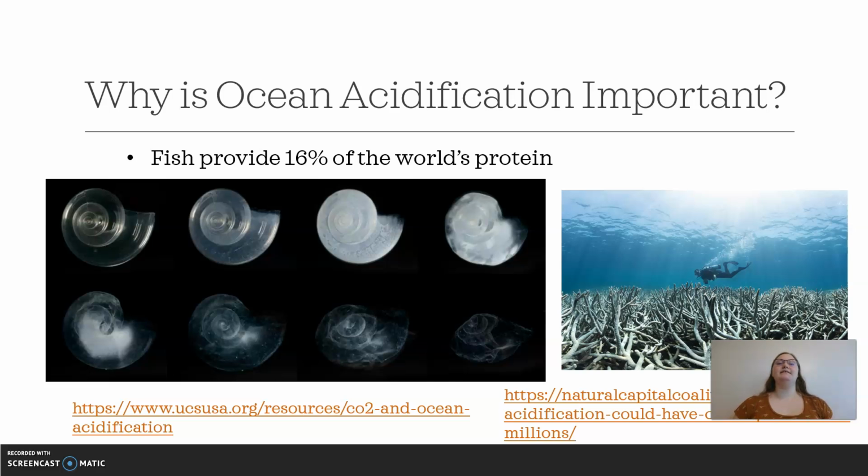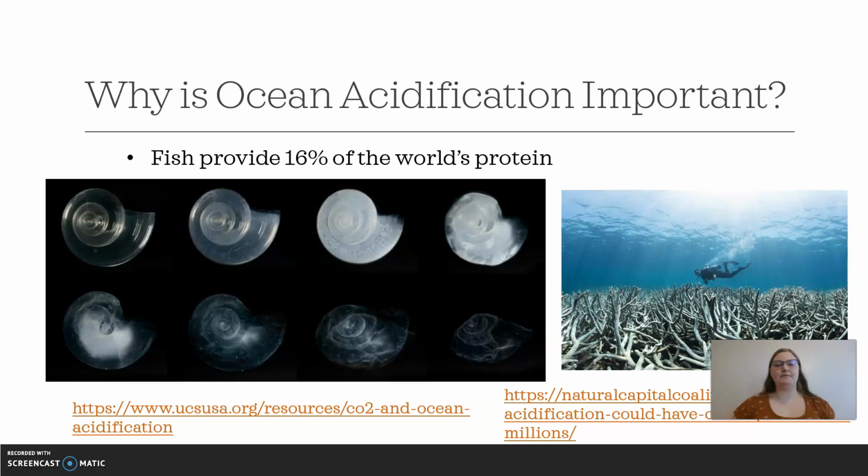Now, why is ocean acidification important? So we've already touched on one of the reasons why, but coral reefs aren't just there to look pretty. Fish provide 16% of the world's protein, and a lot of them live in the coral reefs themselves. And that's not all of the reason why ocean acidification is very dangerous for fish and other life forms.